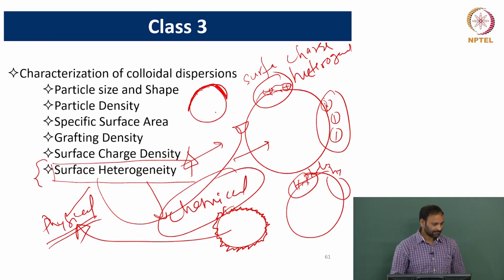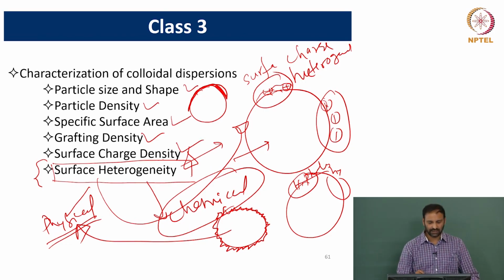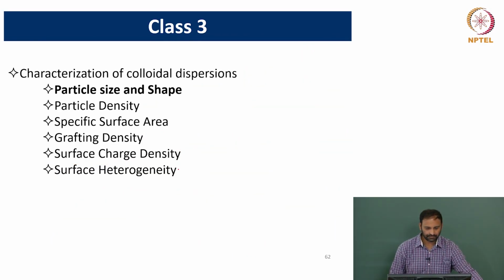Any questions so far? All these terms, are they clear? The particle size, shape, density, specific surface area, grafting density, charge density, and heterogeneity. Now, I won't spend a lot of time on this, maybe one class or 1.5 classes. First, characterizing particles for size and shape.